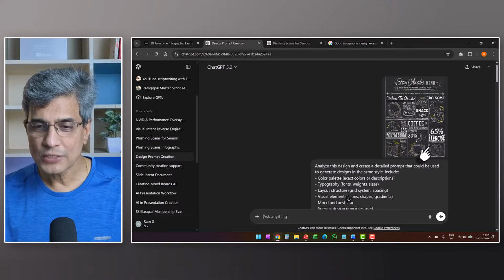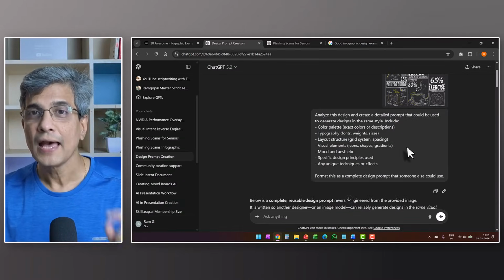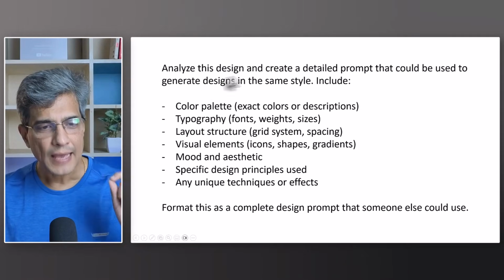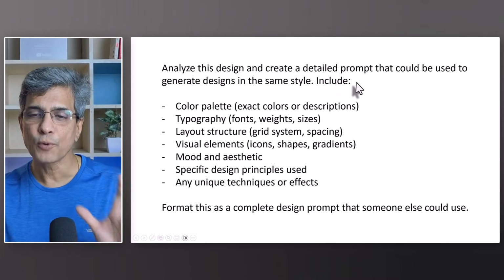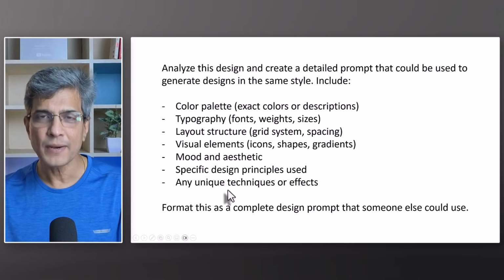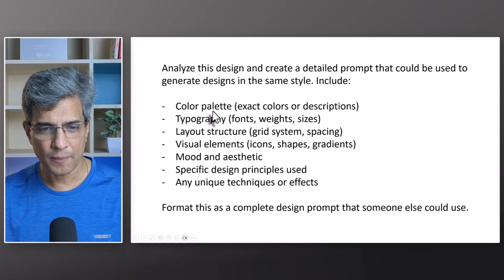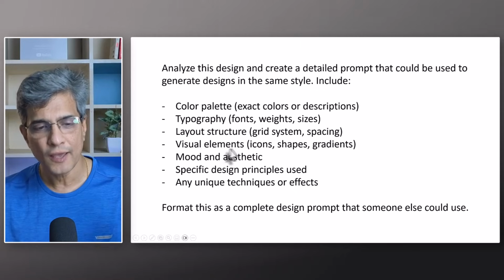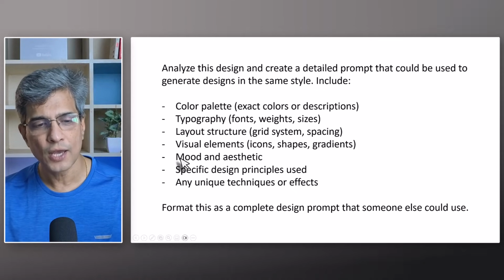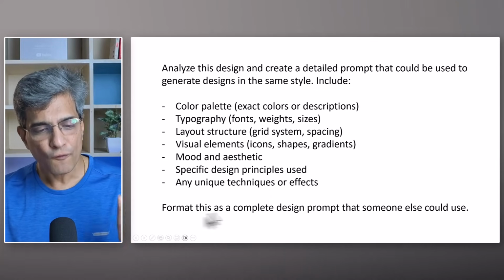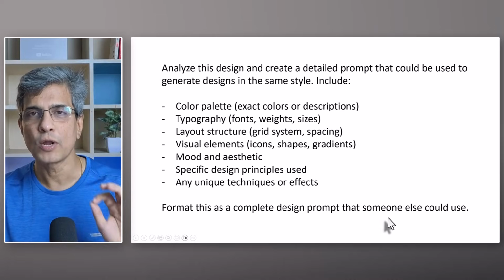Now that we understand the ethical aspects of this practice, first let us right-click and then copy the image and go to ChatGPT and paste that image. After that, you write this prompt. Let me show you the construct of the prompt. The prompt is: analyze this design and create a detailed prompt that could be used to generate designs in the same style. Include, and you see the various parameters I used to extract the style: color palette, you need to get the exact colors or descriptions; typography, the fonts, weights and sizes; layout structure, the grid system, spacing; visual elements, icons, shapes, gradients; mood and aesthetic; specific design principles used; and any unique techniques or effects. Format this as a complete design prompt that someone else could use.